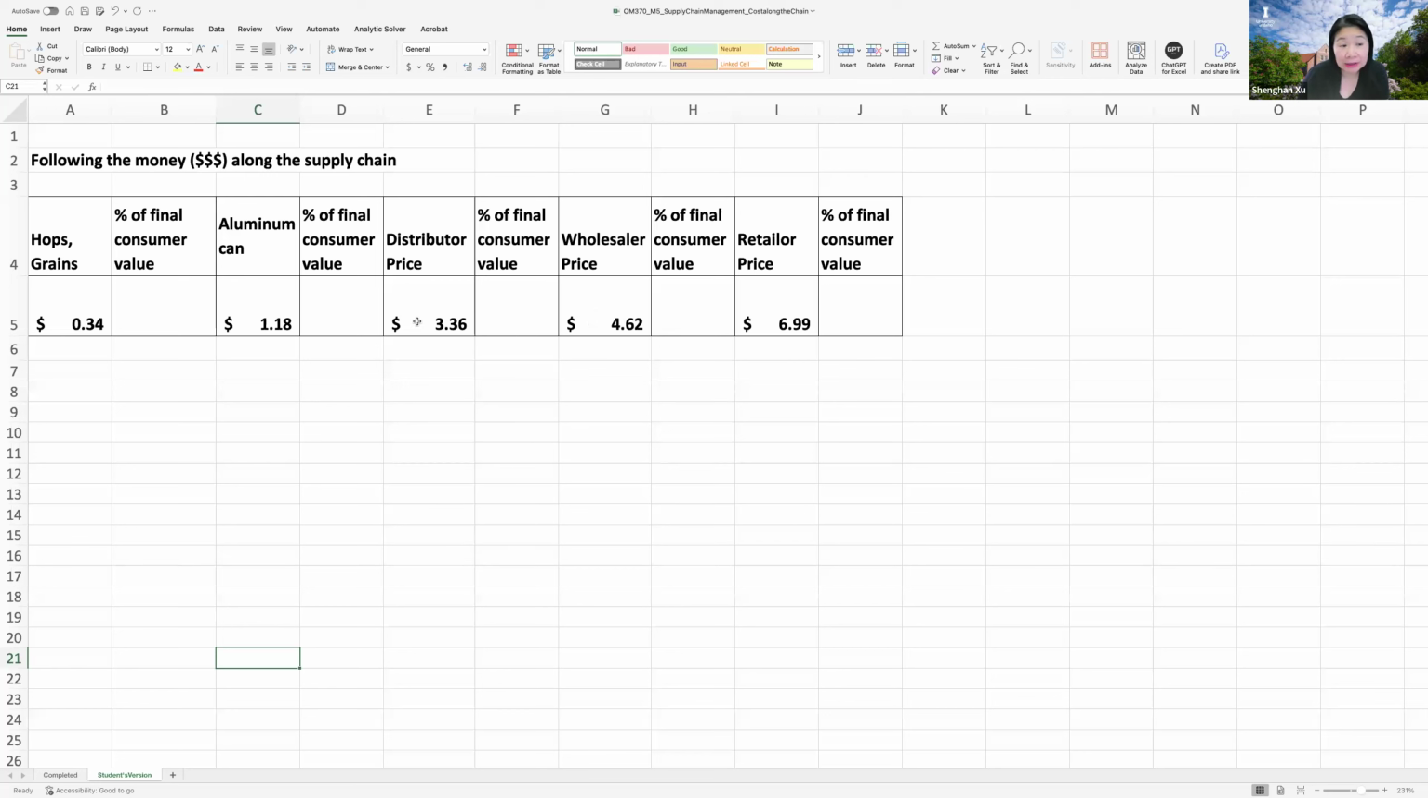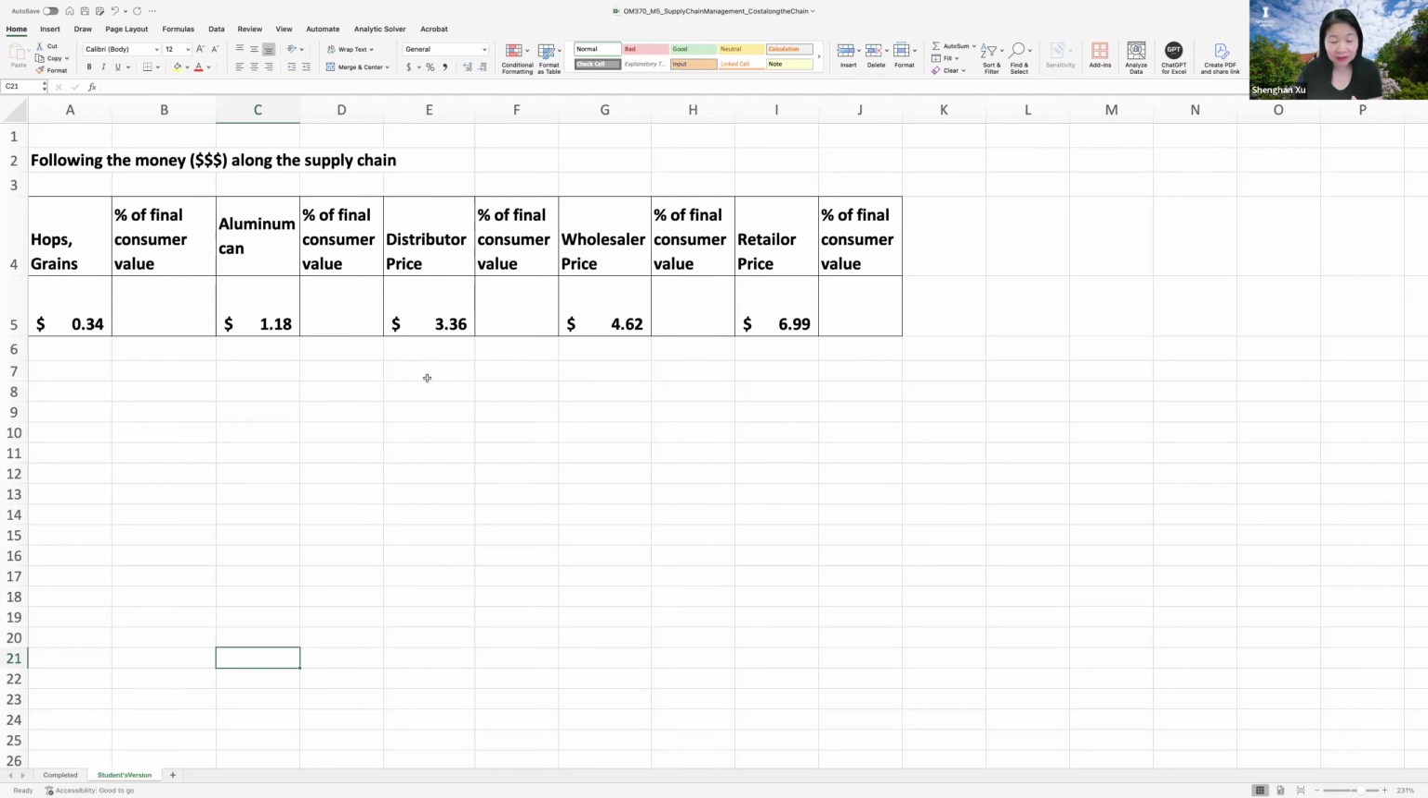And then the wholesaler also gets the product from the distributor. So typically those are the bottlers, right? PepsiCo product has their own bottlers, beer has their own bottlers. So these are bottler and distributor, right? Distributors sell to the wholesaler at a price tag of $3.36.